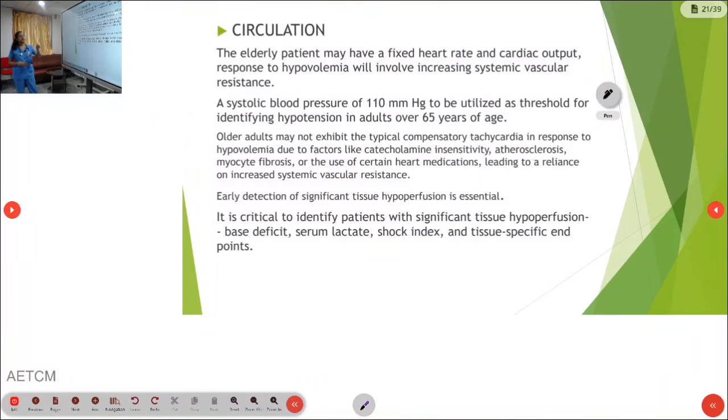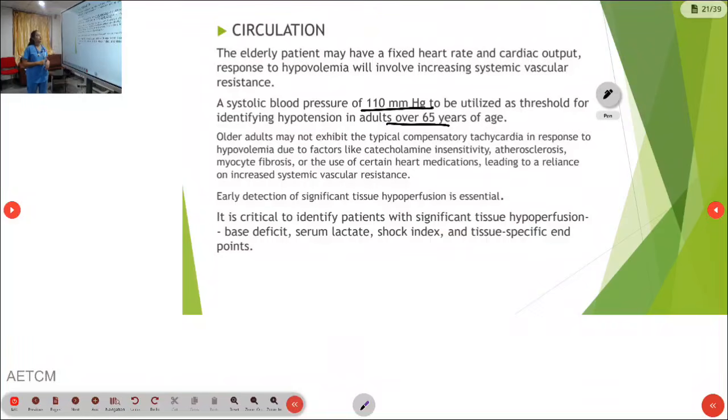In case of circulation, there will be fixed heart rate and cardiac output. So the response to hypovolemia will involve increased systemic vascular resistance. The systolic BP threshold to identify hypotension: for normal people it is below 90, but for elderly people over 60 years it is 110 mmHg, because their baseline BP will be higher due to atherosclerotic changes in the arterial walls.